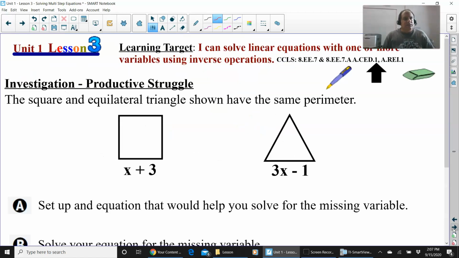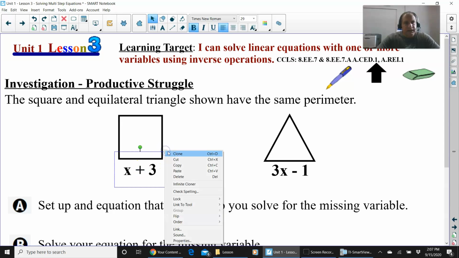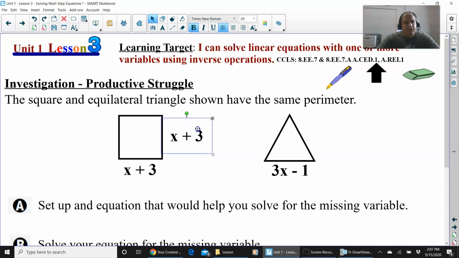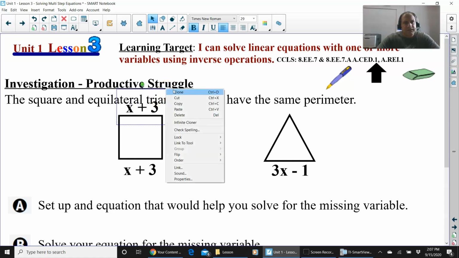So this investigation is a productive struggle, and a lot of it is rather difficult to wrap your head around. They have the same perimeter. So just remember, wait a minute, they have the same perimeter, so this is a square, so that means that every single side of this square is x plus 3. So go ahead and put x plus 3 and an x plus 3 and then an x plus 3 down.